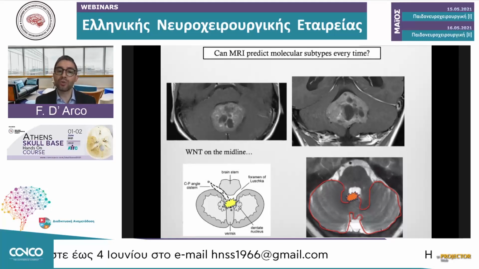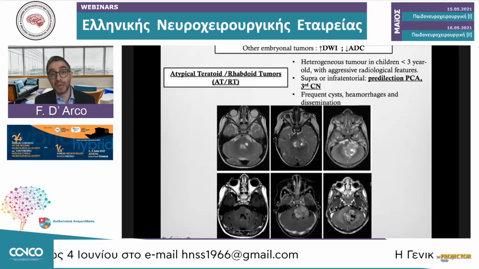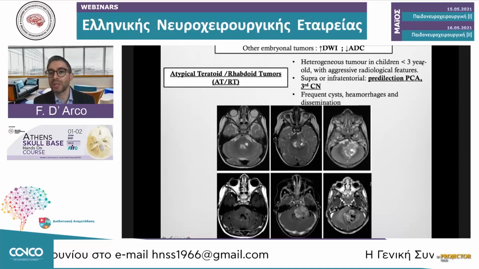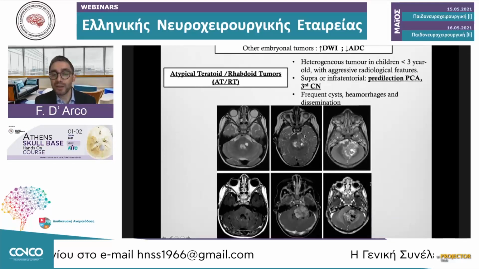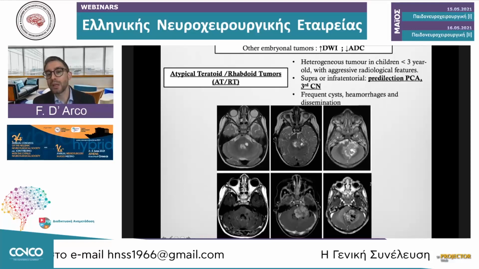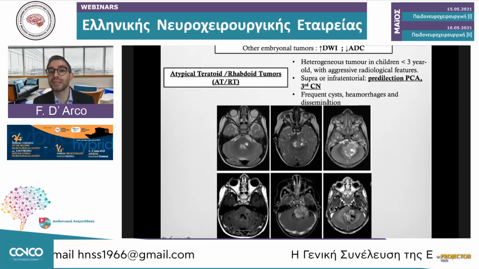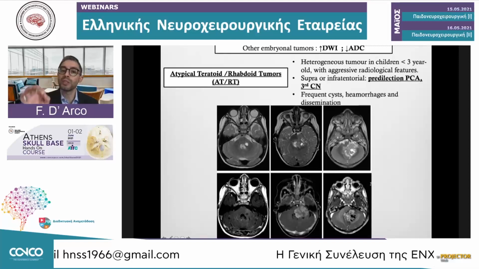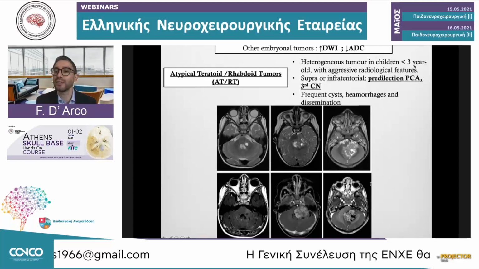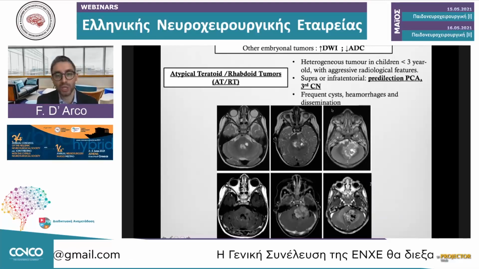ATRT, very bad prognosis. WNT medulloblastoma, very good prognosis. Speaking about ATRT, again, diffusion restriction, but the age is super important. And remember, they can be everywhere, but in the posterior fossa, they have the pontocerebellar angle location. And sometimes if you have a nodule of restriction along the third nerve, cranial nerves, this is also typical of ATRT in this age range. It will be extremely rare to have a schwannoma at this age range.